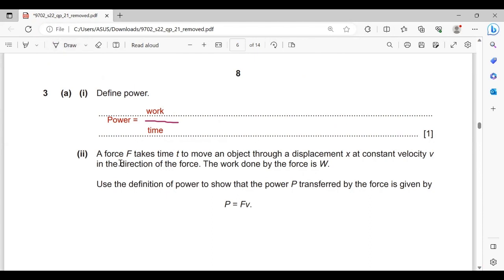Next. A force F takes time t to move an object through a displacement x at constant velocity v in the direction of the force. The work done by the force is W. Use the definition of power to show that the power P transferred by the force is given by P equals F times v.